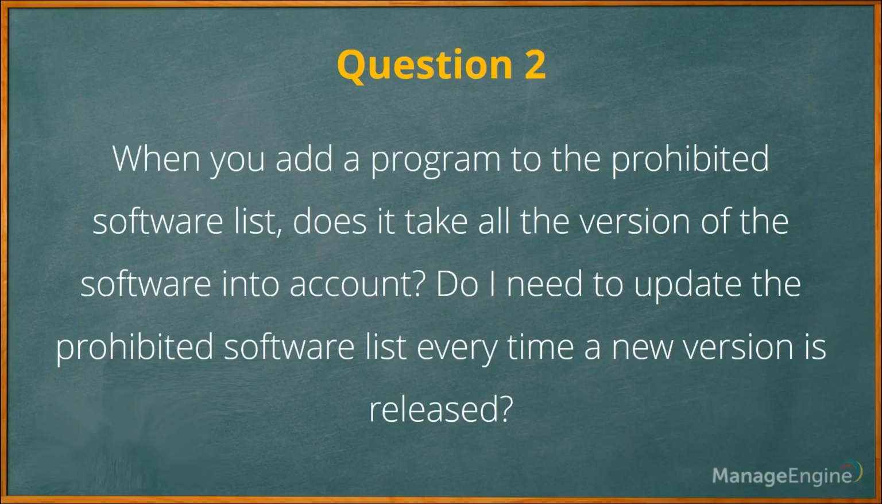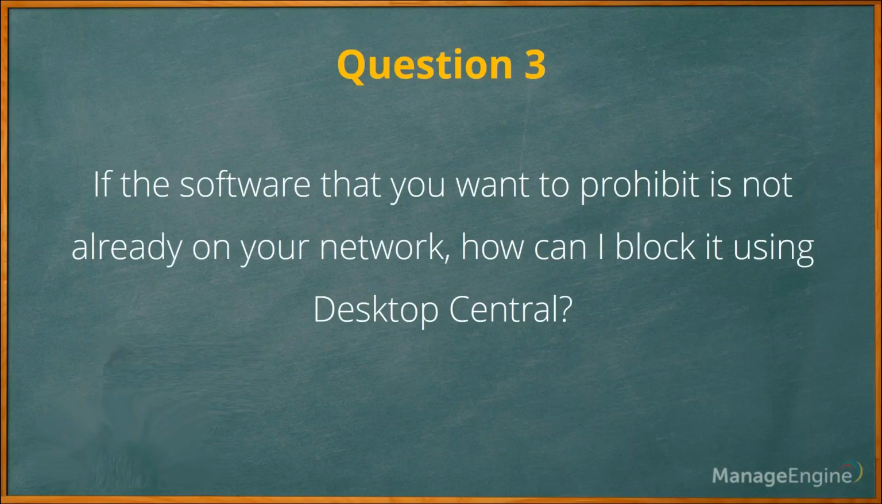When you add a program to the prohibited software list, does it take all the versions of the software into account? Or do I need to update the prohibited software list every time a new version is released? Yes, of course, this is what makes sense here. If I add Adobe Acrobat 12, all the 12 versions will get prohibited. But I don't want all the 12 versions prohibited. I want only Adobe Acrobat 12.1 prohibited, whereas 12.2 needs to be used by my users. So for that reason, yes, we need to input each and every version of the application to get it prohibited. It's not going to block based upon the whole title value.